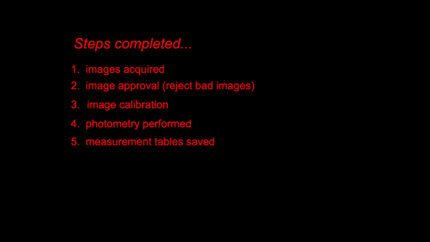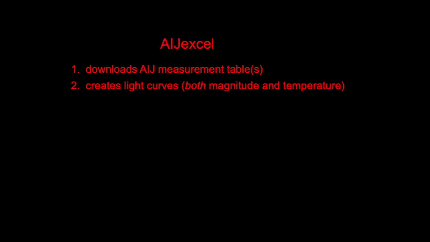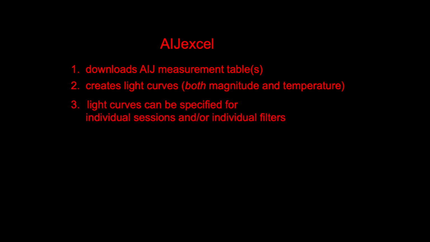So that's where we've gotten to at this point, and the last step is in this video, which is the photometry analysis, and we use a program called AIJexcel. AIJexcel has a number of functions in it. Obviously, the first thing it has to do is download the AIJ measurement tables, so it does that. It creates light curves, both in magnitude and for temperature if you've used the B filter. The light curves can also be specified for individual sessions and or for the individual filters.